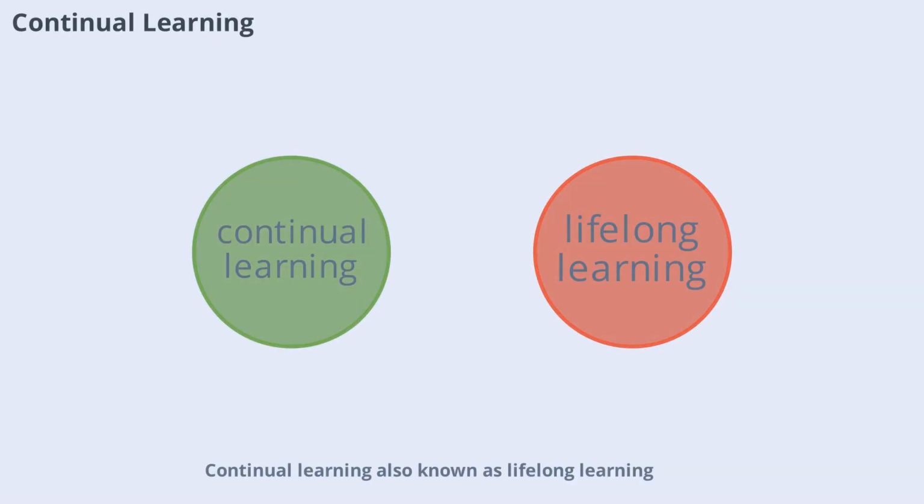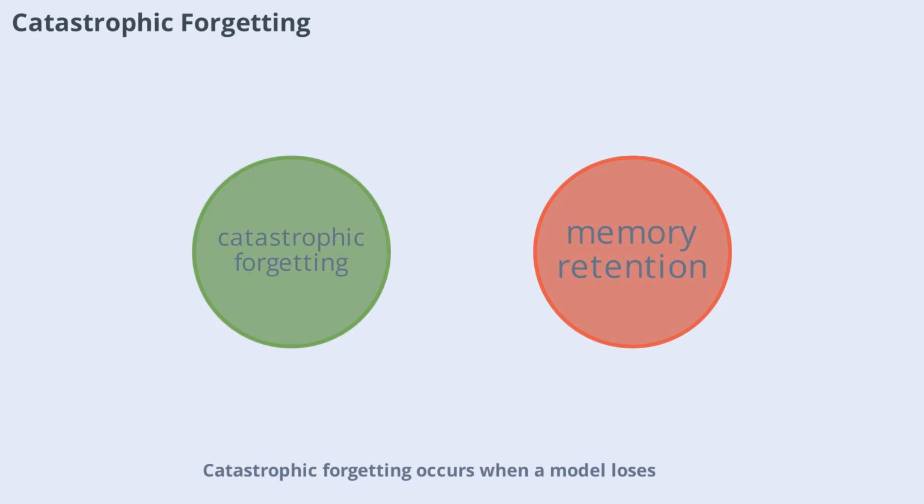Continual learning, also known as lifelong learning, enables models to learn from a continuous stream of data without forgetting previous knowledge. This is crucial for applications where the environment changes over time, such as robotics or personalized recommendations. Continual learning techniques help models adapt to new tasks while retaining what they've learned before, preventing the problem of catastrophic forgetting. Catastrophic forgetting occurs when a model loses previously learned information while learning new tasks.